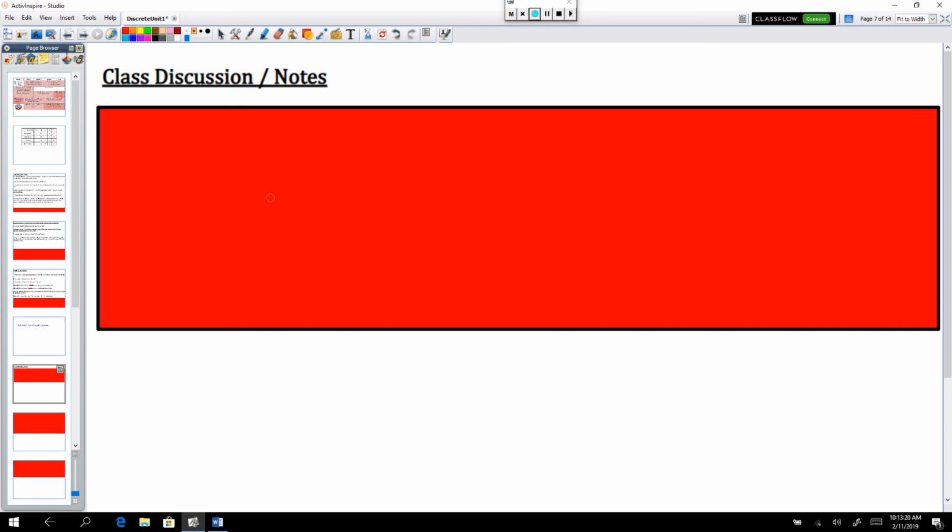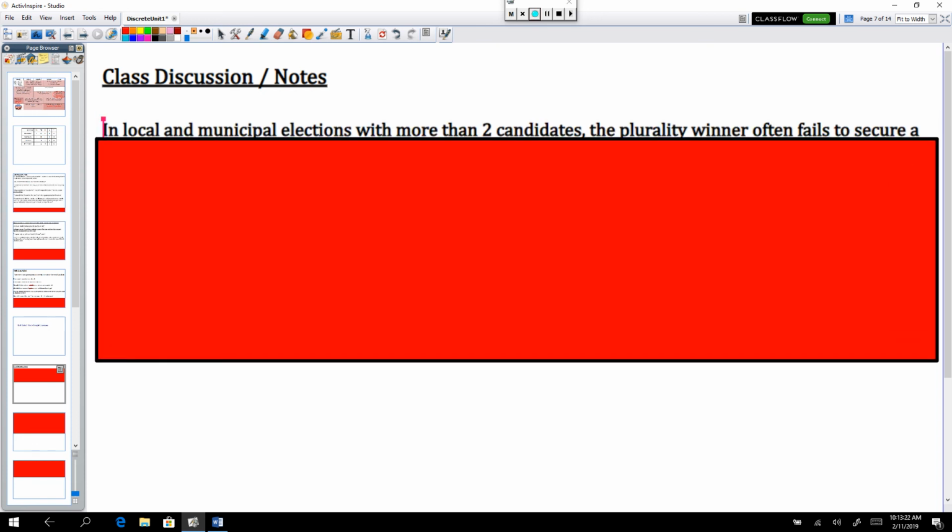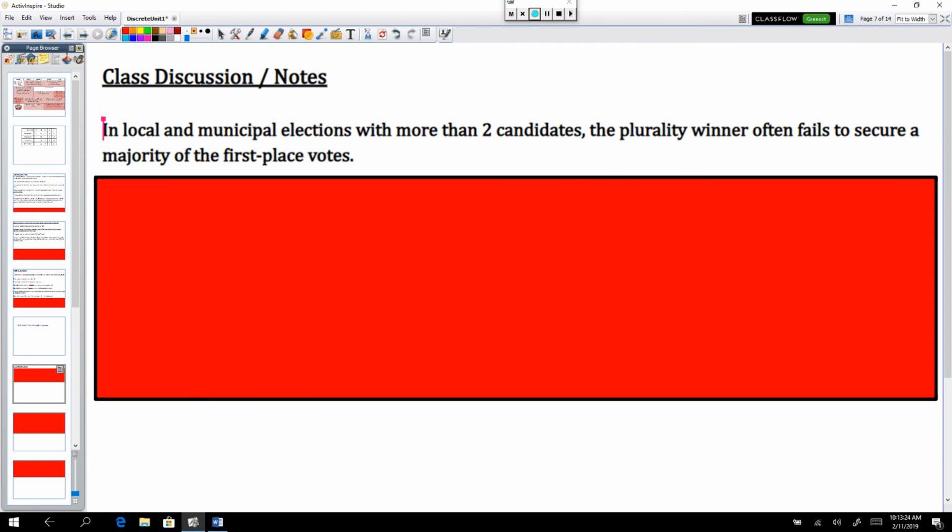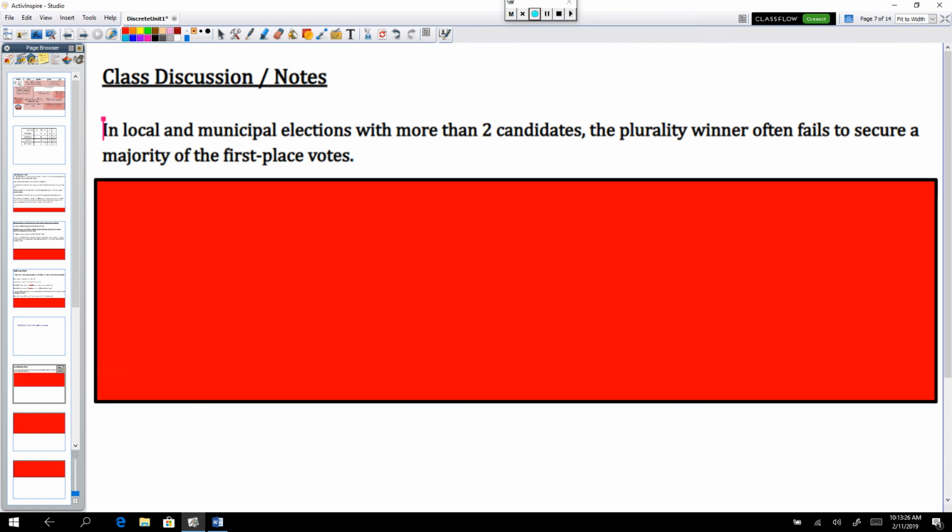Plurality with elimination is very similar to plurality. It comes about, and actually it happens in real life, so in local or municipal elections for sheriff or for board of supervisors, you might have more than two people running, okay? Usually they don't have party affiliations. They're not Republican or Democrat. They're just people running for sheriff. And so you might have two or three or four, you might have more than two candidates.